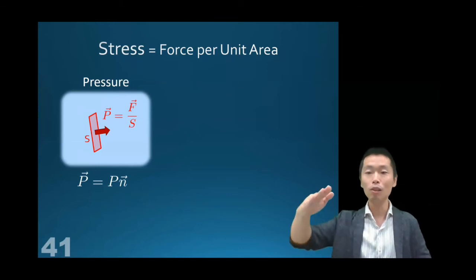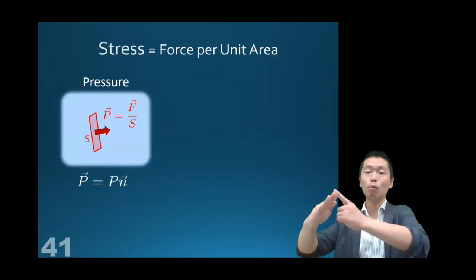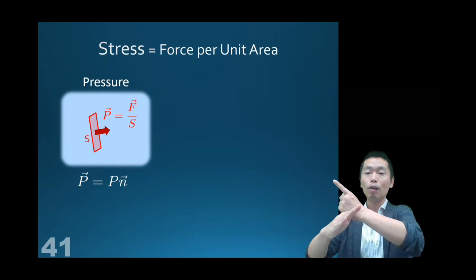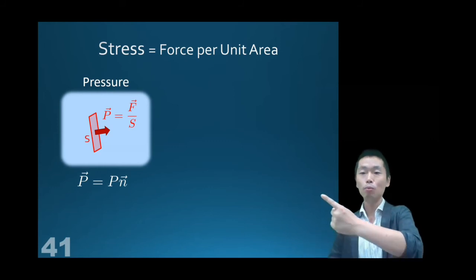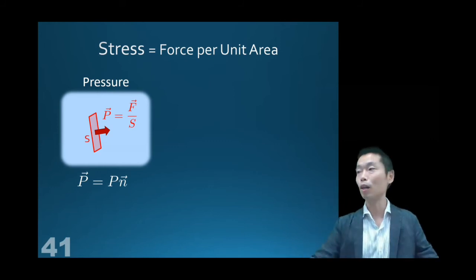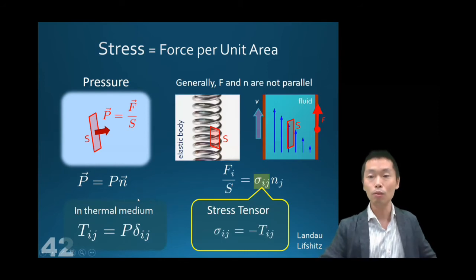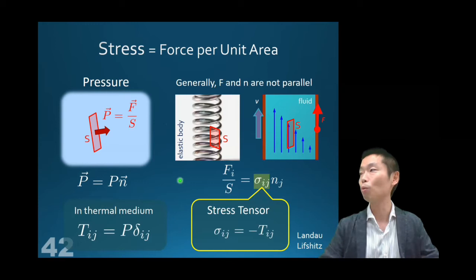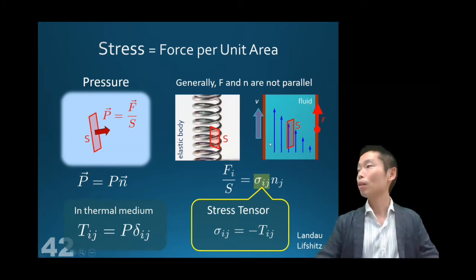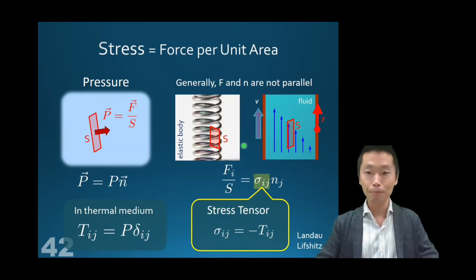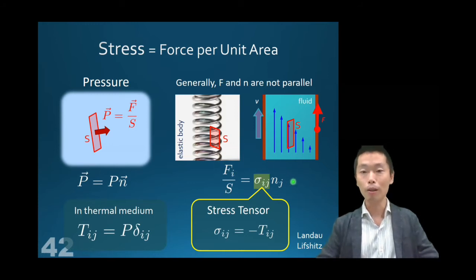And in this case, the direction of the force is always perpendicular to this plane, or this force is parallel to the normal vector of the surface. This is a property in the thermal system, but this is not always true in general, because in an elastic body or fluid, as you know very well, the direction of the force is not parallel to the direction of the normal vector.